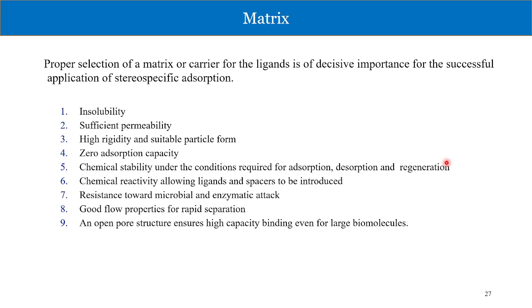Now, like we had for size exclusion chromatography, where we spoke about the beads and the columns, here we will speak about the matrix. A proper selection of matrix or carrier of ligands is very important for the stereospecific absorption. The characteristics that these matrices should have are that it should be insoluble, it should have sufficient permeability, be highly rigid with a suitable particle form, and have zero adsorption capacity for other chemicals or molecules.